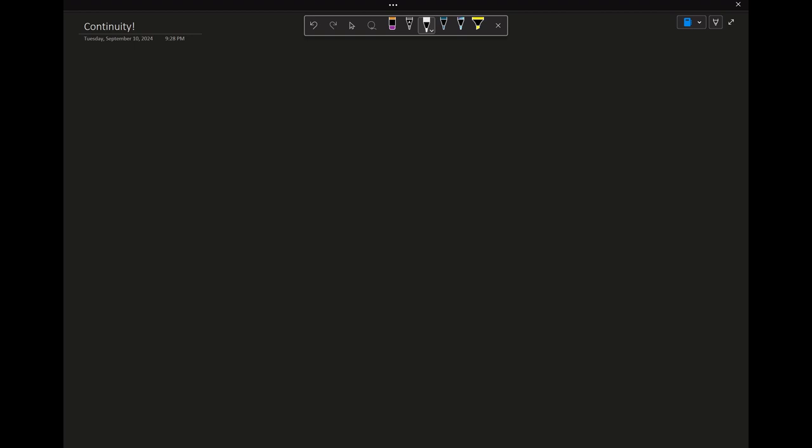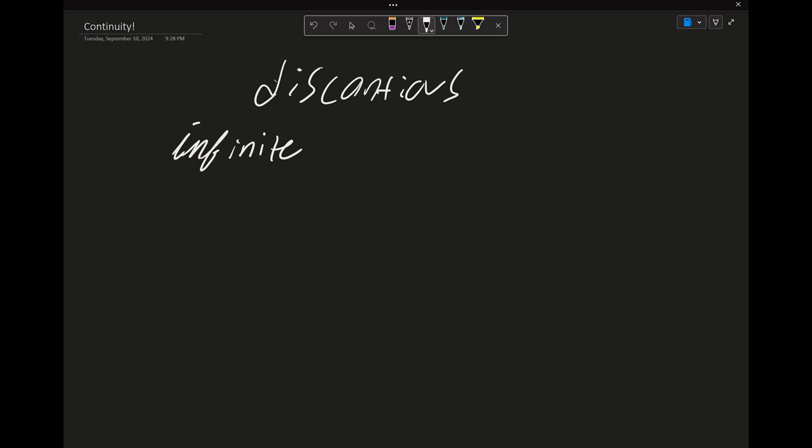Alright, so there are three different types of discontinuities that occur. The first is the infinite discontinuity, which is something such as 1 over x, or something with some sort of asymptote, where it would go like this. And it will never reach that point 0 because of this infinite discontinuity.